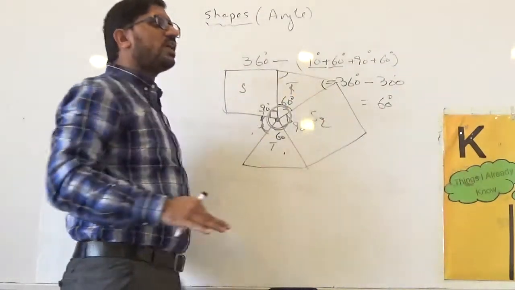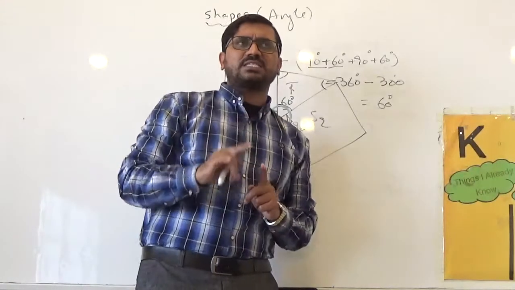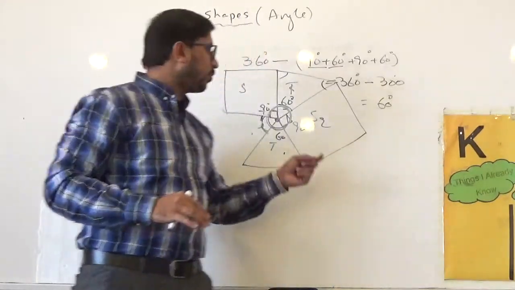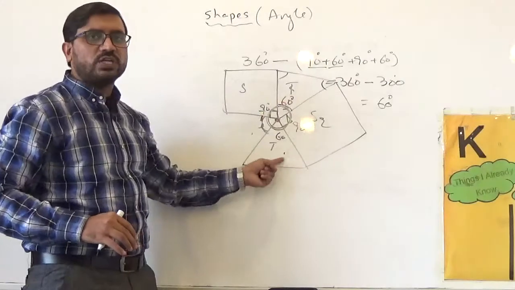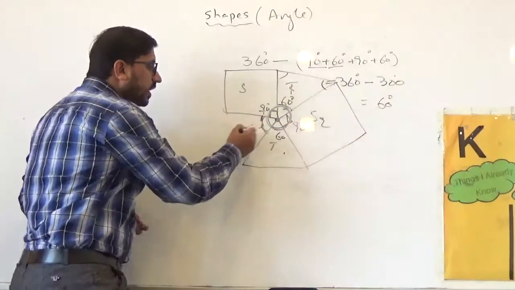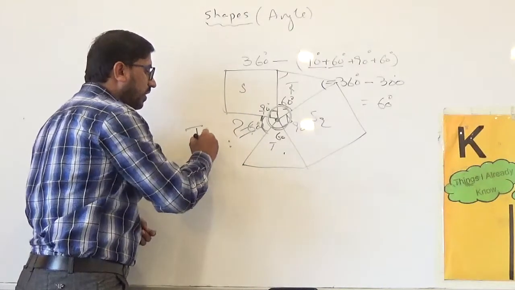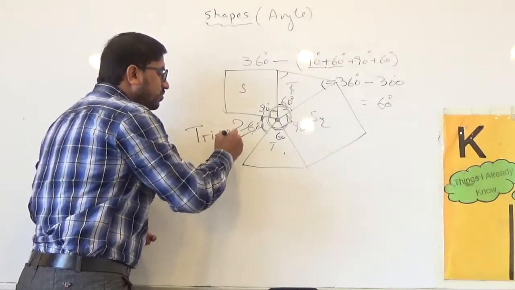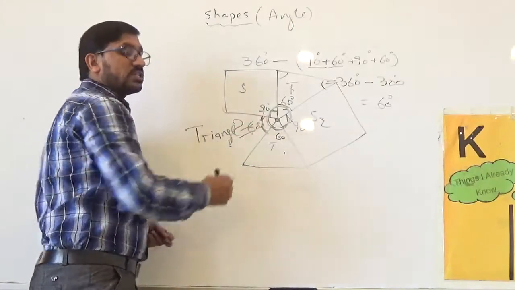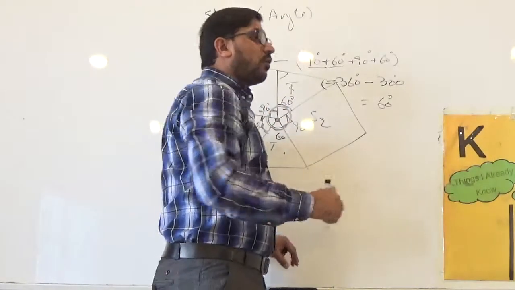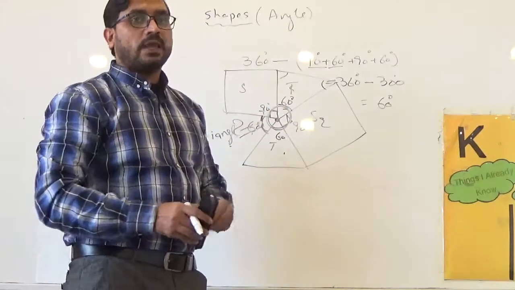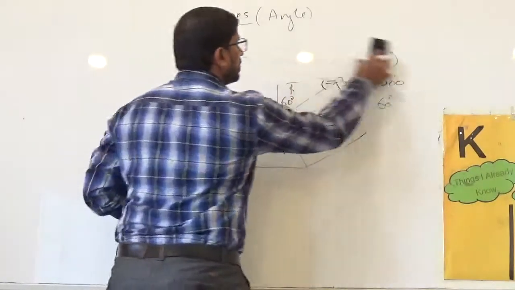So which shape has a 60 degree angle at its corner? We know that is an equilateral triangle. So in this portion we have to plot an equilateral triangle, which will cover this area. That is how we can utilize these angle properties.